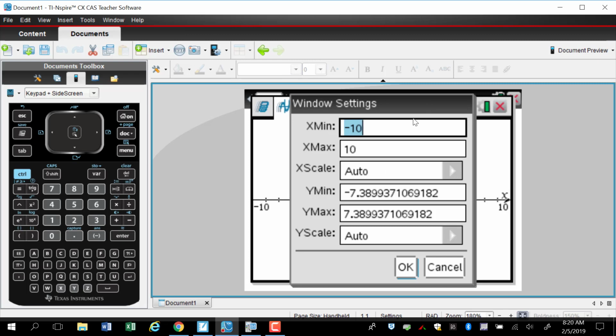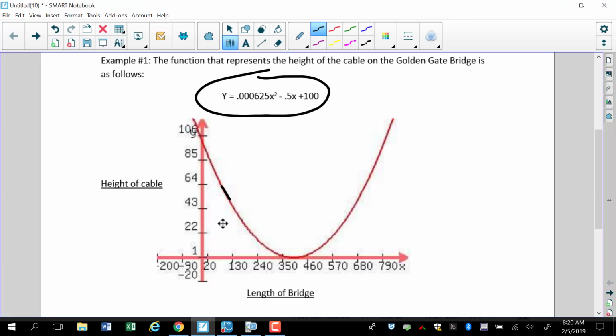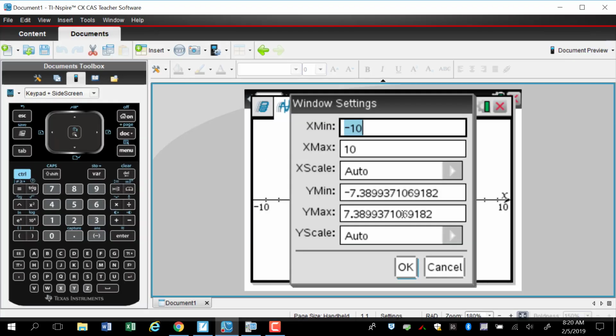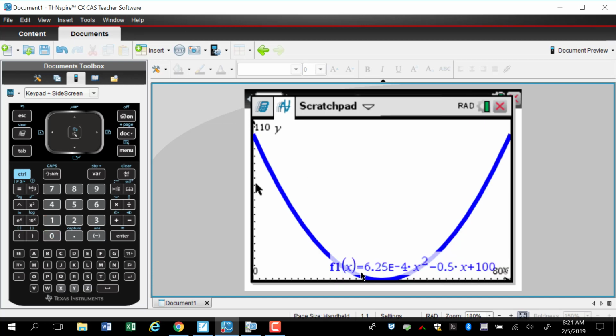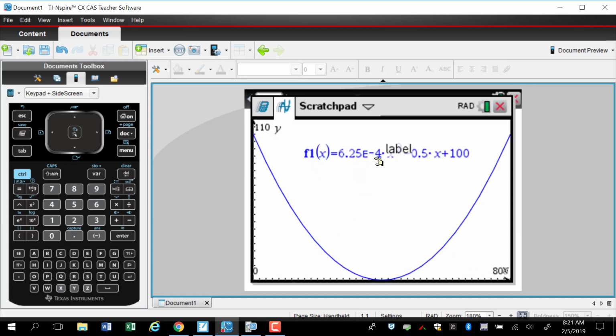What we have here, if we go back to our graph, is x going from 0 to about 800, and our y values going from 0 to 100. So we're going to set those values up: 0 to 800 because it's an 800-foot-long bridge, and from 0 to 110, a little bit higher, for our y max. And there's our graph. Now you also notice that this has changed to e negative 4, which means move the decimal 1, 2, 3, 4 places, and that's the 0.000625 piece.